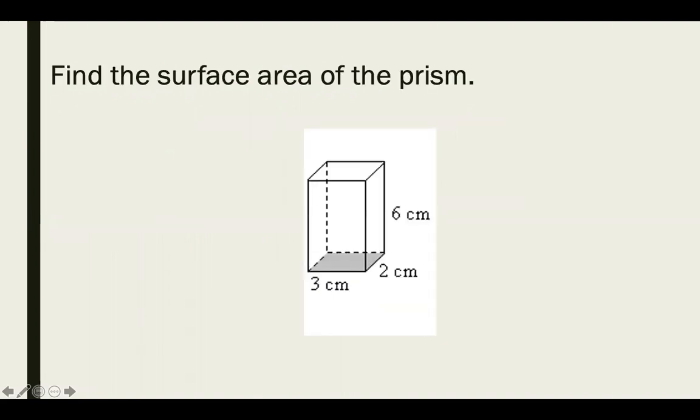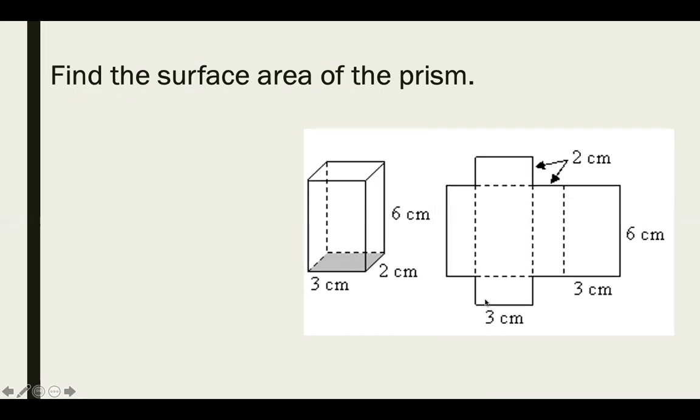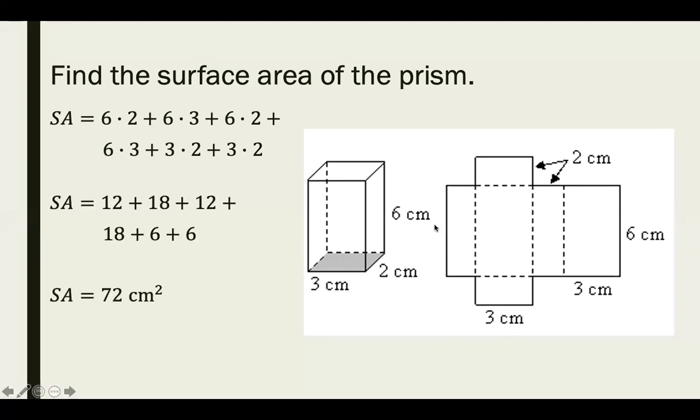So let's see an example of this. We've got a rectangular prism, 2 by 3 by 6. So let's draw the net. And here we've got 6 sides that correspond to the 6 sides here, right? We've got the left, the front, the right, the back, the top, and the bottom. So we just need to find the area of each of these rectangles, which we know how to do. This would be 6 times 2, 6 times 3, 6 times 2 again, 6 times 3 again, and then both at the top and the bottom here would be 3 times 2. So now we just need to add those together and get our surface area of 72 centimeters squared.